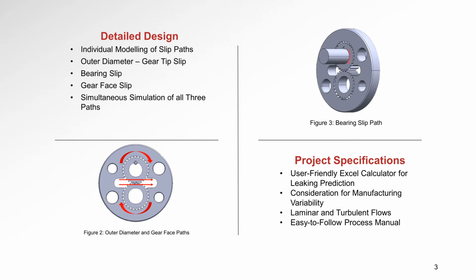Here we go further into the detailed design with individual modeling of our slip paths within the pump. These three slip paths that we will be covering are the outer diameter / gear tip slip path, the bearing slip path, and the gear face slip path. We have also chosen to simultaneously simulate all three paths at once with a more experimental approach that will be detailed later. In figure 2, you can see our outer diameter and gear face paths, and in figure 3, you can see the bearing face slip path.